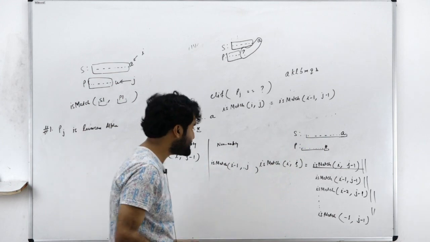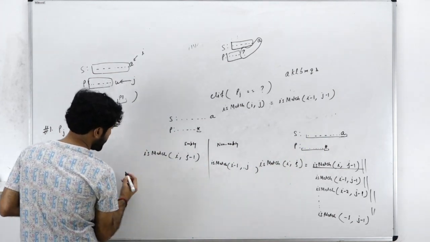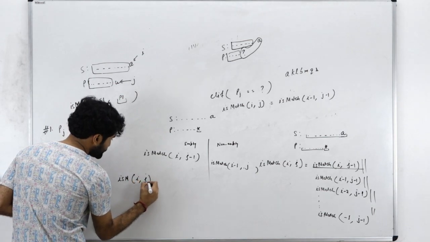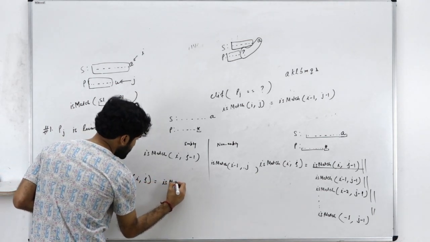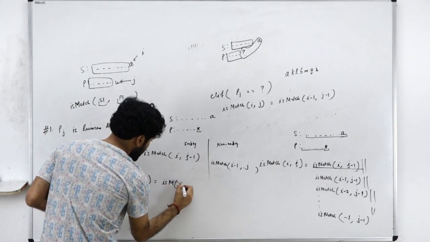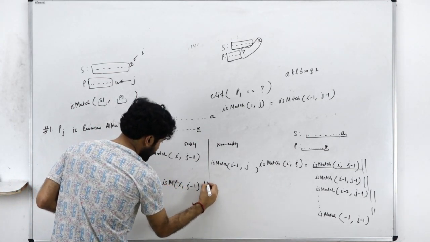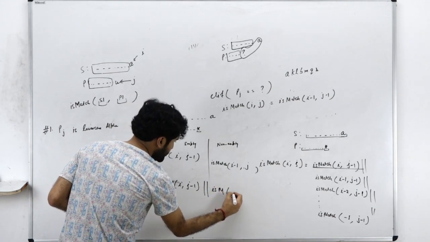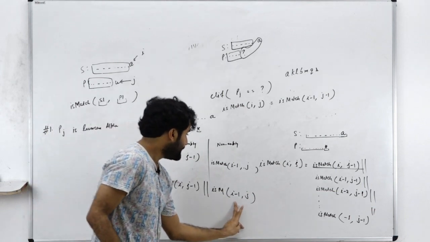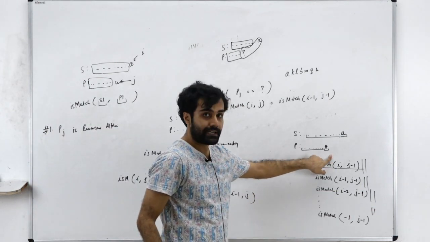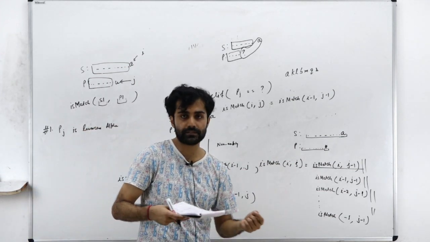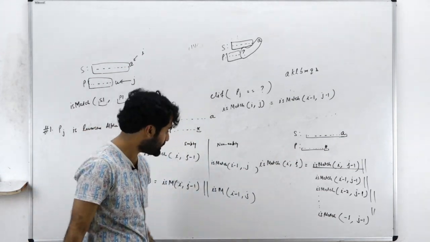Okay, so let us try to understand it in this manner. You write isMatch of i, comma j as isMatch of i, comma j minus 1, or isMatch of i minus 1, j. So here you see you are still at that star. Here you have moved out of the star, because you consider it as an empty sequence.